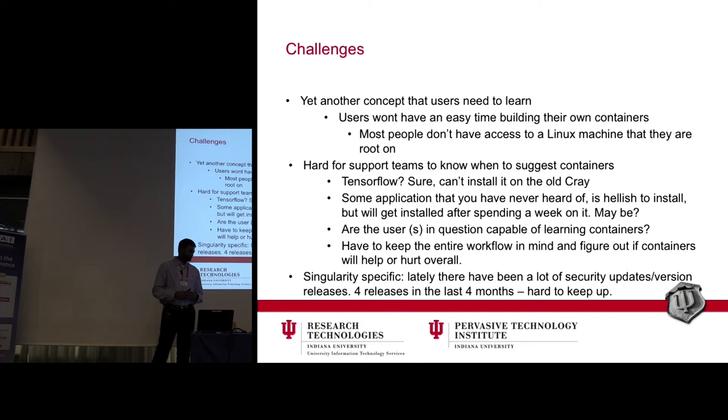And this is sort of Singularity specific. This happened a couple of times over the last year, but in the last 3-4 months, there have been a lot of security updates and version releases. There have been 4 in the last 4 months. There's been a security issue, so we are releasing a new version. Stop using this, start using that, etc. And it's hard for us to keep up and keep our user base informed about, hey, that version you're using, that's gone. There's a new one that you have to start using. That has been new. We'll see how that works out in the future.